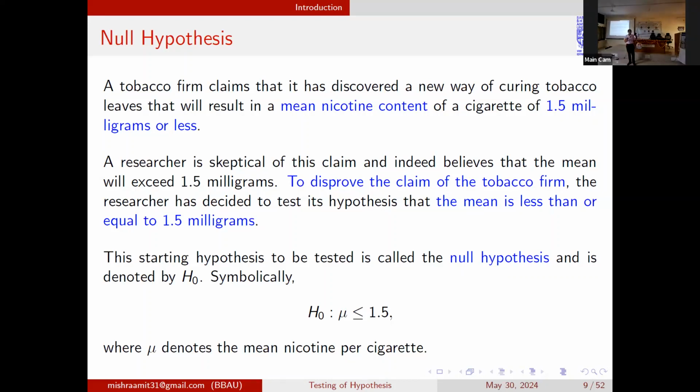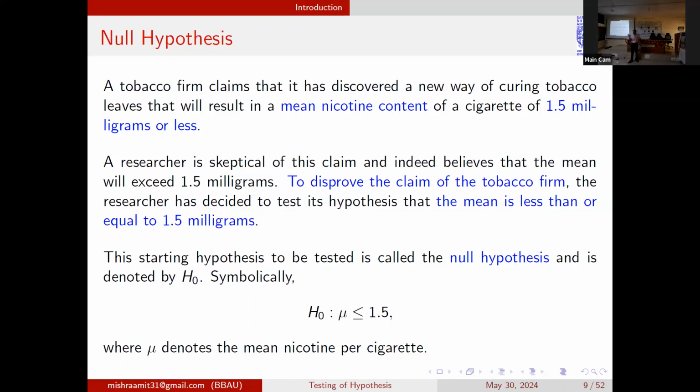Now a researcher like me or like you may be skeptical कि नहीं यार कंपनी तो ये सब नहीं करती है. So skeptical means, what is the researcher's hypothesis? The researcher's hypothesis is clear that the company's claim is false. What would be the researcher's hypothesis? It would be that mean nicotine is greater than 1.5 milligram. That is the researcher's hypothesis.